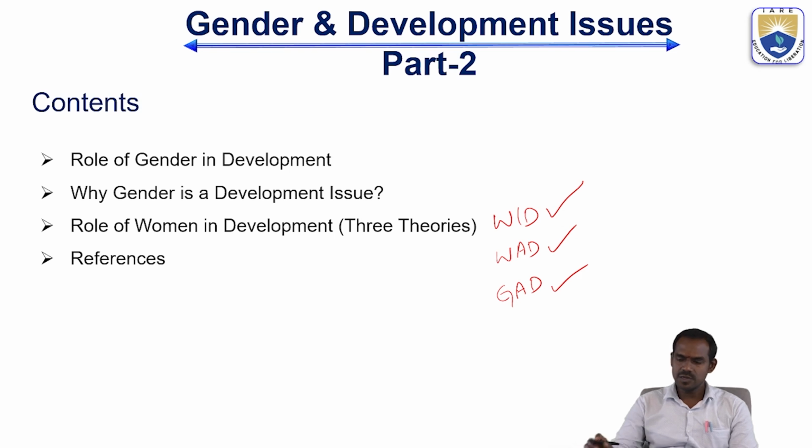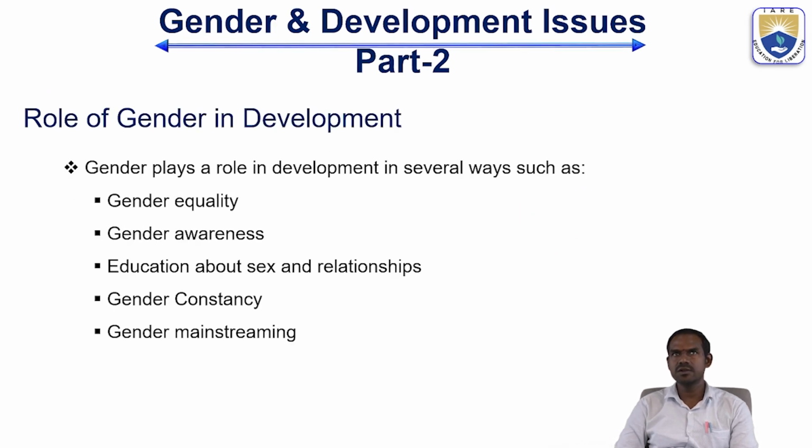First of all, role of gender in development. Gender plays a role in development in several ways, such as gender equality, gender awareness, education about sex and relationships, gender constancy, and gender mainstreaming. These five are the ways in which gender plays a role in development. Let's look at all these ways individually or together.